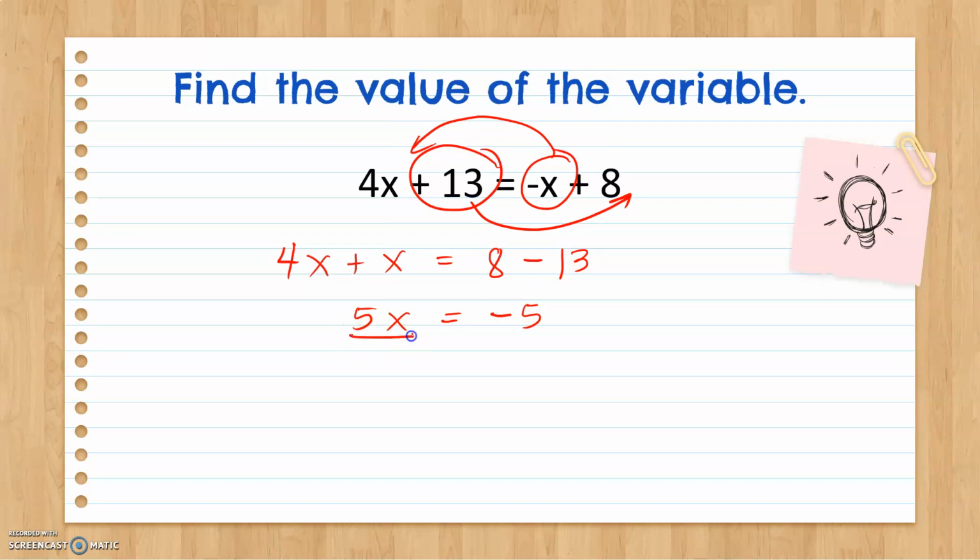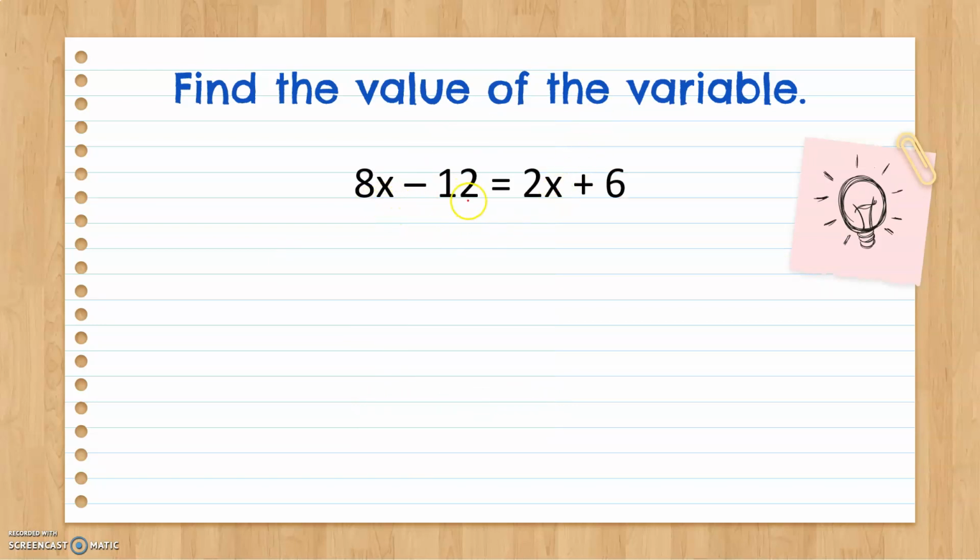We're looking for the value of x, so we need to divide both sides by 5 since 5 is the numerical coefficient of x. Okay, 5 over 5 is equal to 1, so we'll have 1x here, and negative 5 divided by 5 is equal to negative 1. So we'll have x is equal to negative 1.